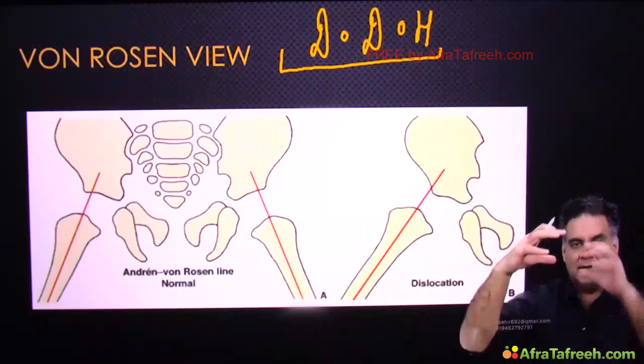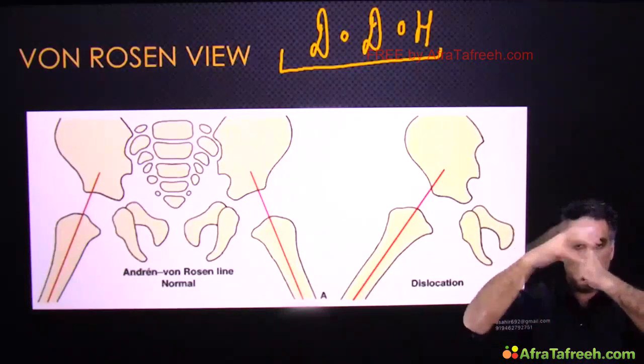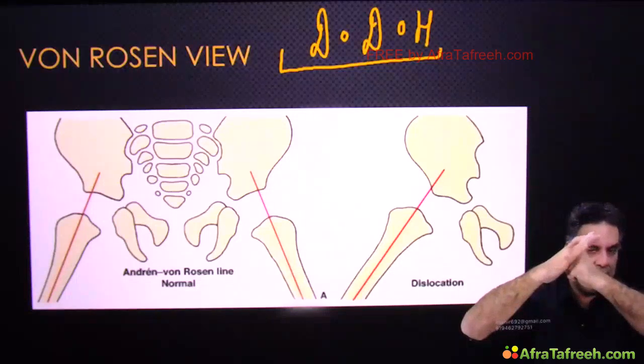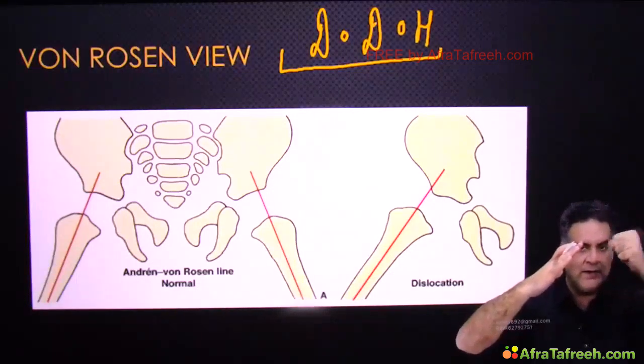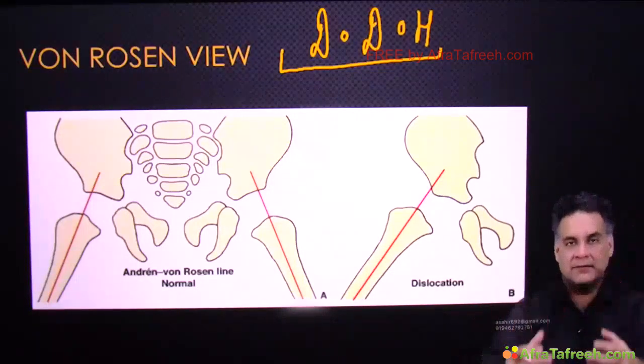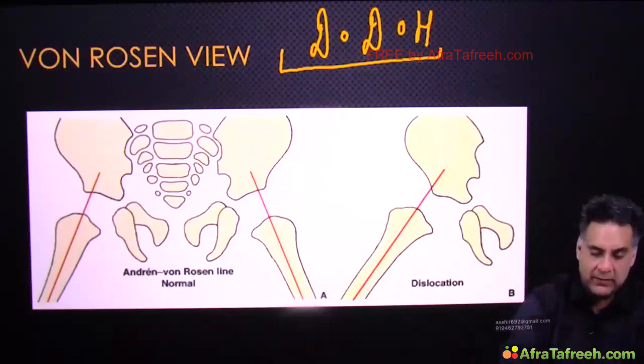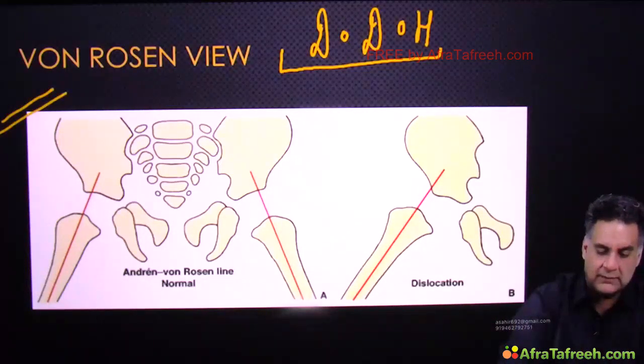So normally the head articulates with the acetabulum. If it is shallow, the head will dislocate, unstable. Developmental dysplasia of hip, von Rosen view is done for it.